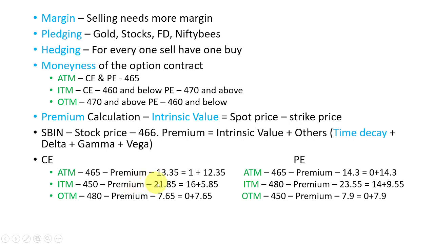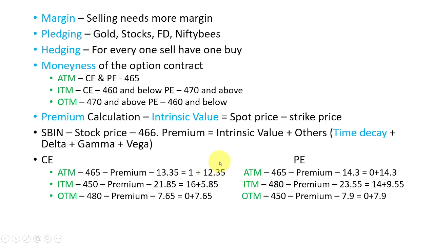In an ITM option, if you say 450, the spot price is 466 minus strike price 450. So 16 plus 5.85 is the others. Here the intrinsic value is more than zero, a positive number, so it is considered ITM. And OTM, suppose it is 480, only others will be there. So those cases are called out of the money. In this, if you see, the ATM will have higher time decay, or the others value will be more for ATM. It will be comparatively more for OTM compared to ITM. Let me just order it. ITM will have the lowest time decay. Next comes OTM, then finally ATM.